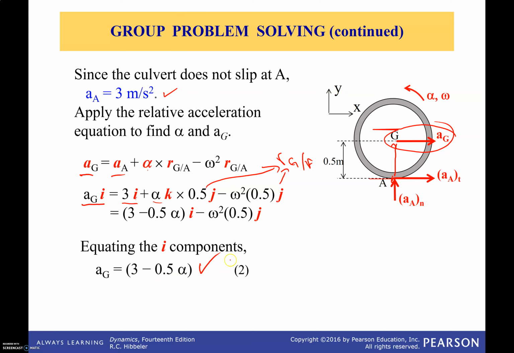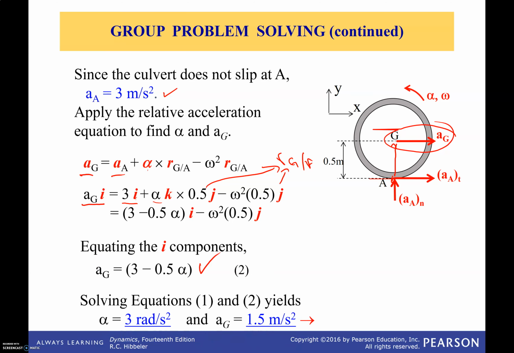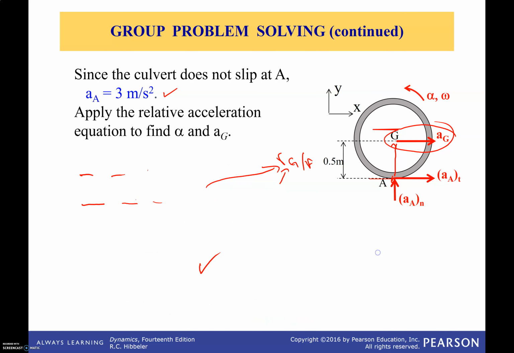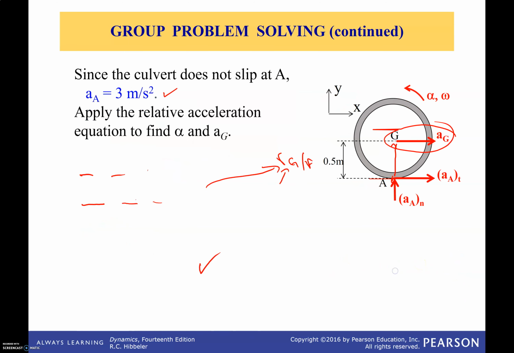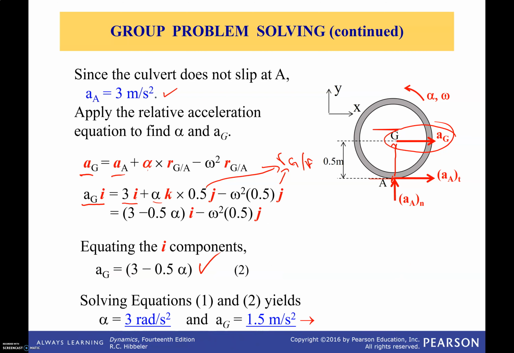So now I have a second equation, and I can mix that with the equation in the previous slide. So we can solve for those two, and let's just make sure that we remember what that equation is. We have 0 is equal to 125 alpha minus 500 Ag times 0.5. So this is the second equation, right? So now I can go ahead and use those two equations to solve for alpha and Ag.